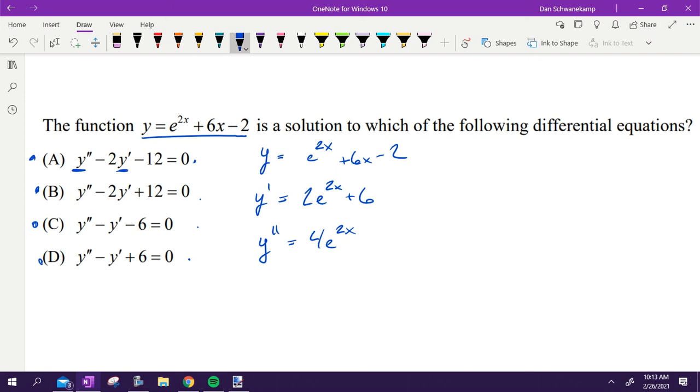So I started off by writing y. I took the derivative. The derivative is e to the what you see times the derivative of the exponent. 6x becomes 6. Found the second derivative. And then I just plugged in. So for the first one, y double prime minus 2 times y prime. So it's going to be that guy.